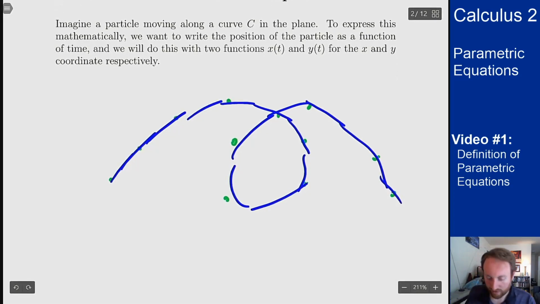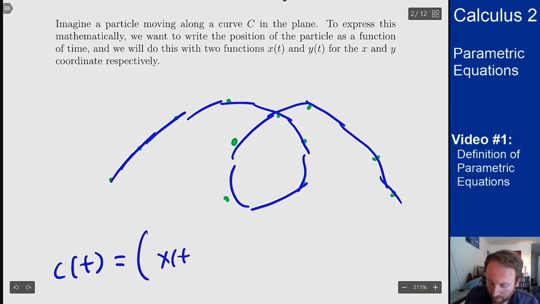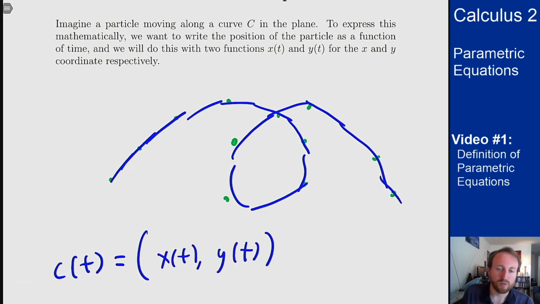So we're going to define c of t to be the pair of functions x of t and y of t, where the x of t function describes the x coordinate at a certain point in time, and y of t does the same thing for the y coordinate, explaining where that is as a function of time.